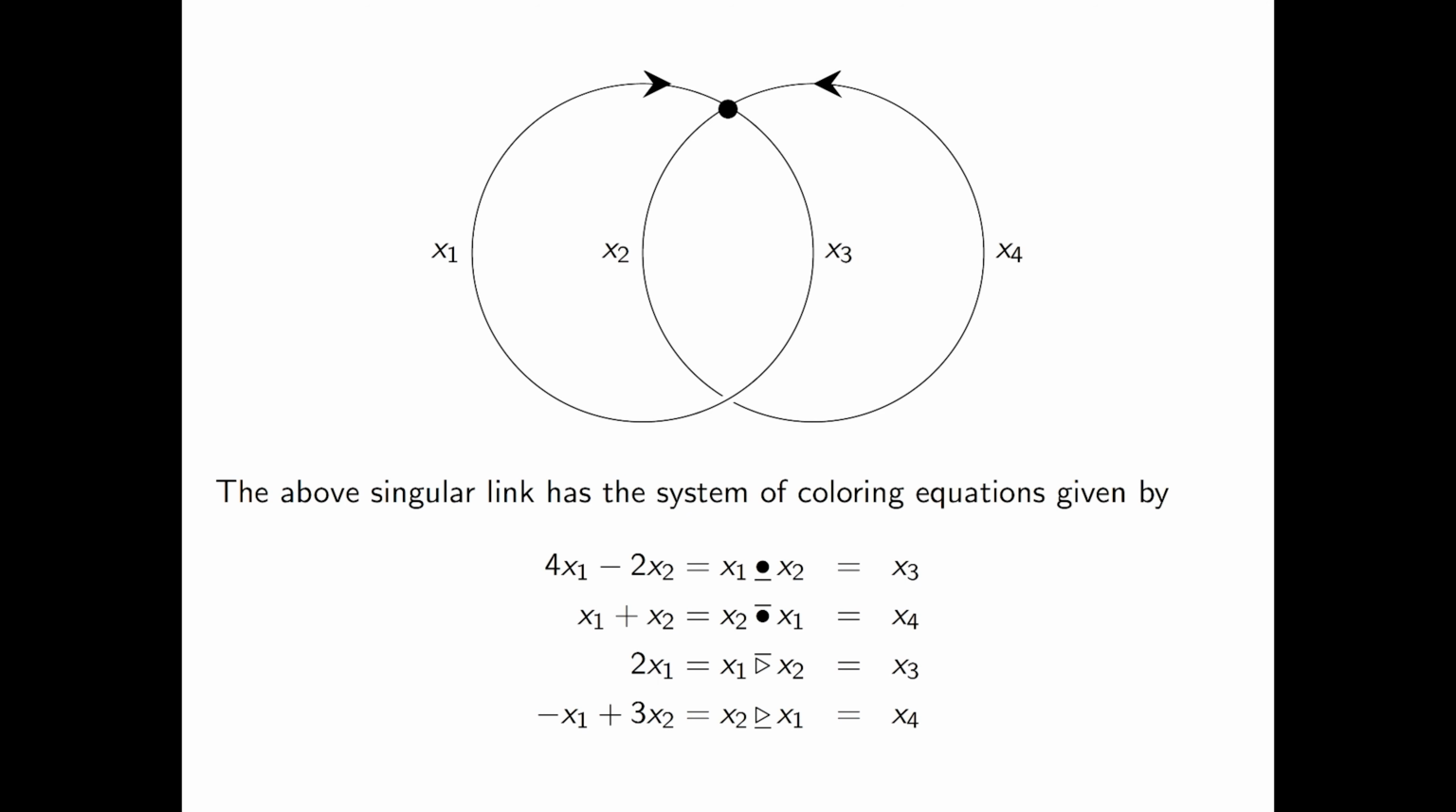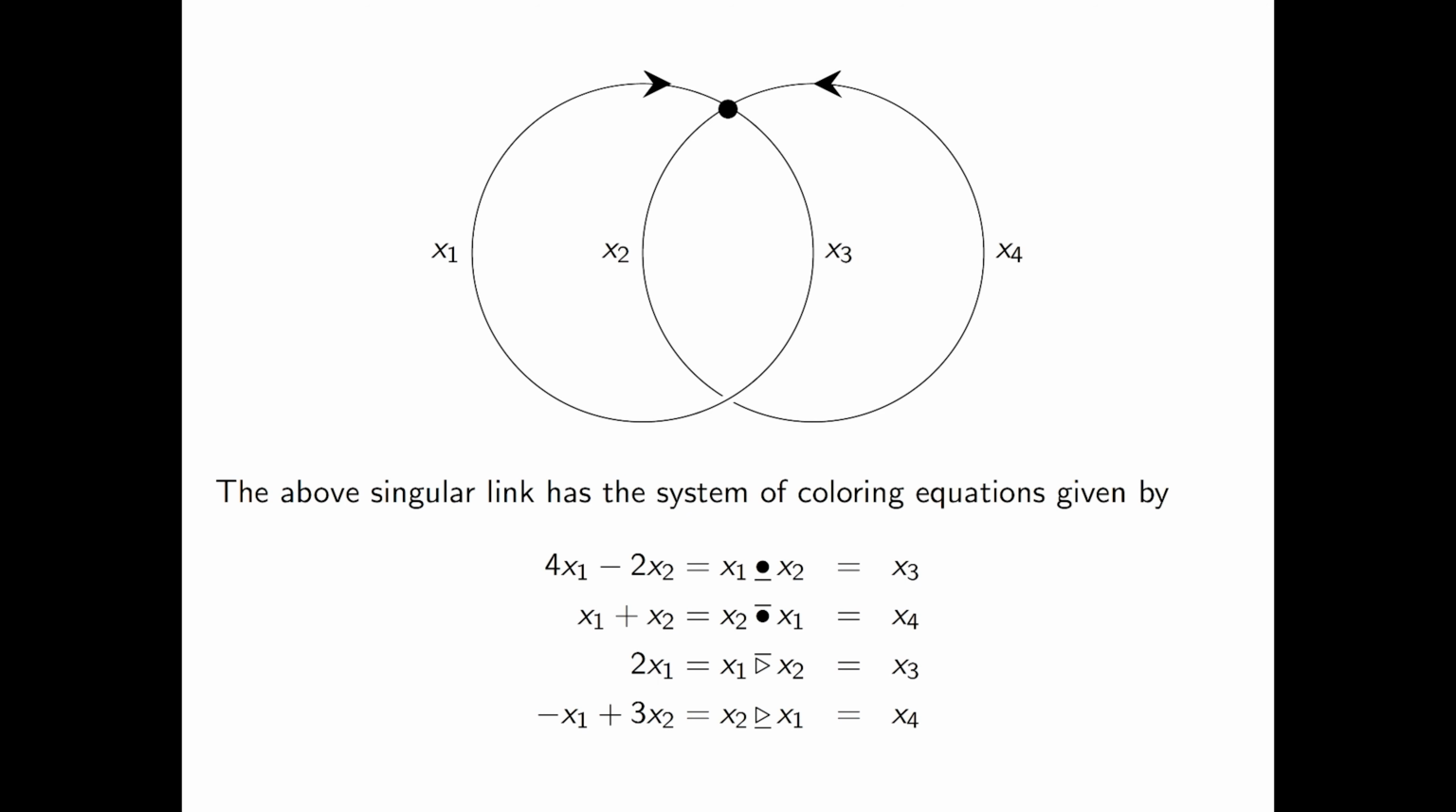Once we have the semi-arcs labeled, we can use our coloring rules that we set up for Psyquandles to get the following system of coloring equations. Again, since we're using an Alexander Psyquandle, we have nice descriptions of our operations: the under dot operation, the over operation, and the over triangle and under triangle operations. If we use our expressions, we get the following system of coloring equations.